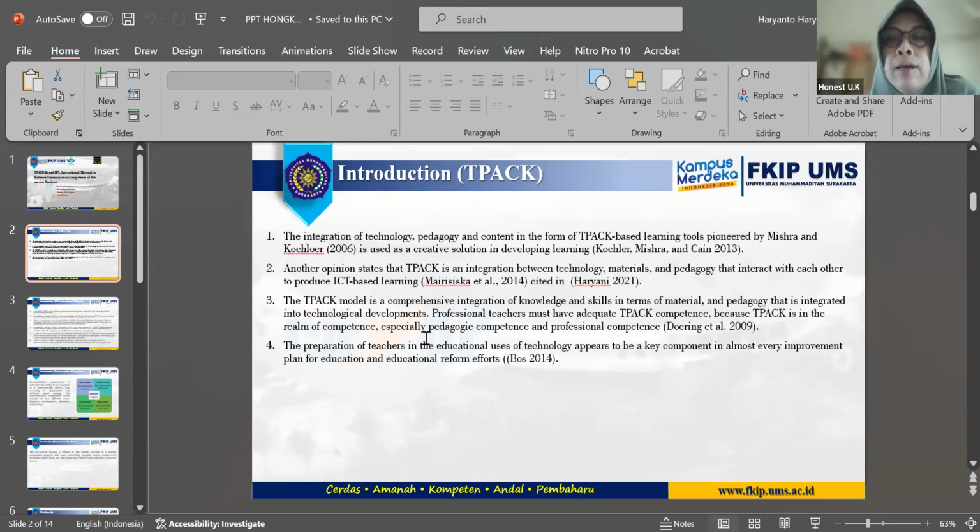The second one, TPACK is an integration between technology, materials, and pedagogy that interact with each other to produce ICT-based learning. The third one, the TPACK model is a comprehensive integration of knowledge and skill in the form of material and pedagogy that is integrated into technological development. Number 4, the preparation of teachers in the educational use of technology appears to be a key component in almost every improvement plan for education and educational reform efforts.